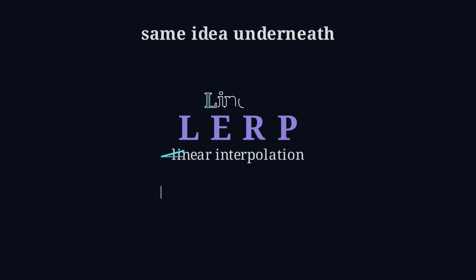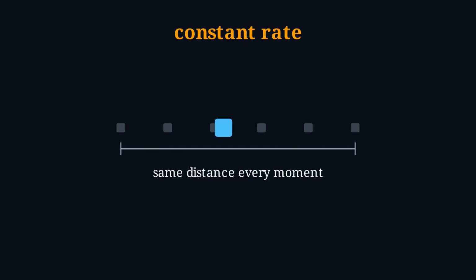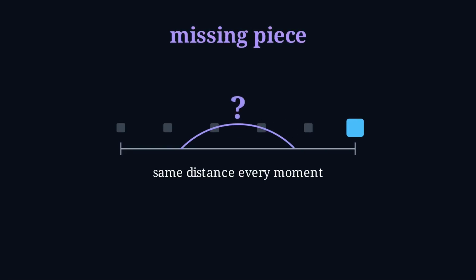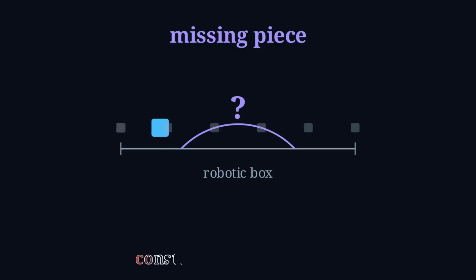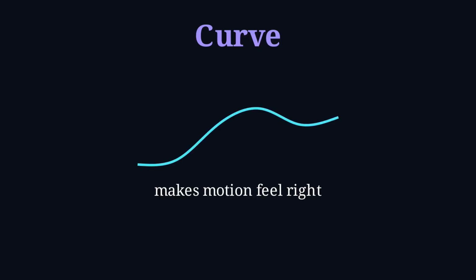Linear is the key word here. Left on its own, a tween always moves at a perfectly constant rate. Which brings us to the missing piece. Because constant rate is exactly what made our very first robotic box feel so lifeless. This is a curve, and it's the single most important concept for making animation feel right.